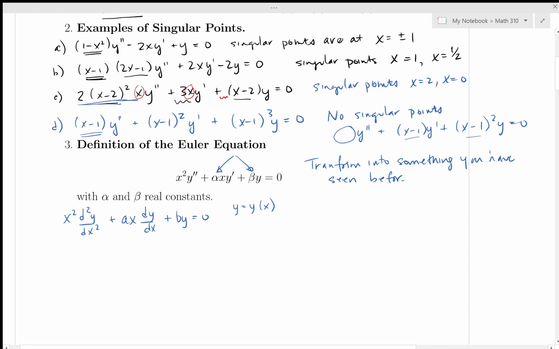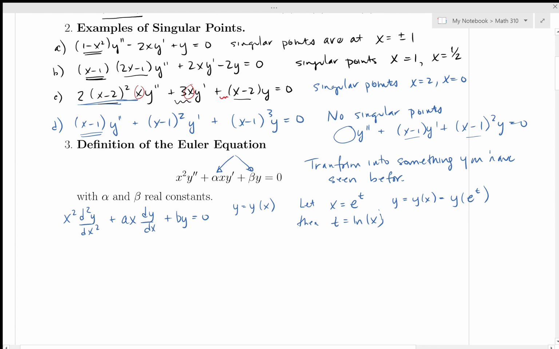What I'm now going to do is make a substitution. I'm going to say let x be equal to e to the t. The substitution is going to transform this differential equation into a constant coefficient differential equation. Once I make the substitution, my y, which is a function of x, will be a function of e to the t, because I'm making the substitution x equals e to the t. If x equals e to the t, then t is equal to ln x, simply by taking the log on both sides of the substitution.